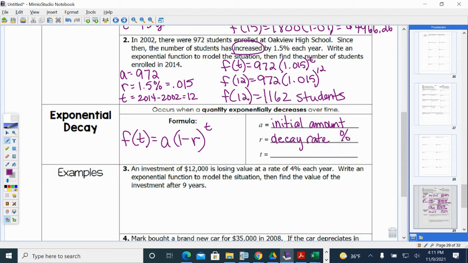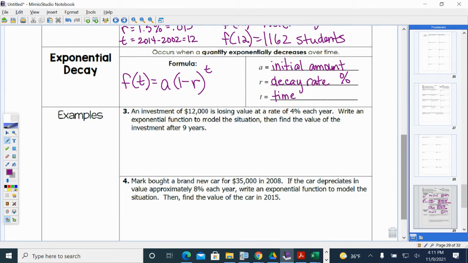And it's still a percentage. You need to change it to a decimal. And T is still the time. All right, so let's look at example number 3.